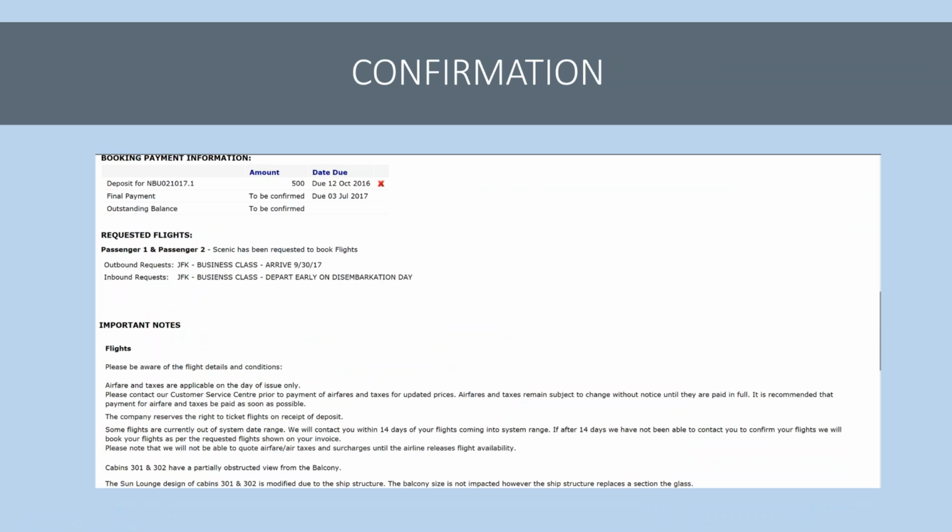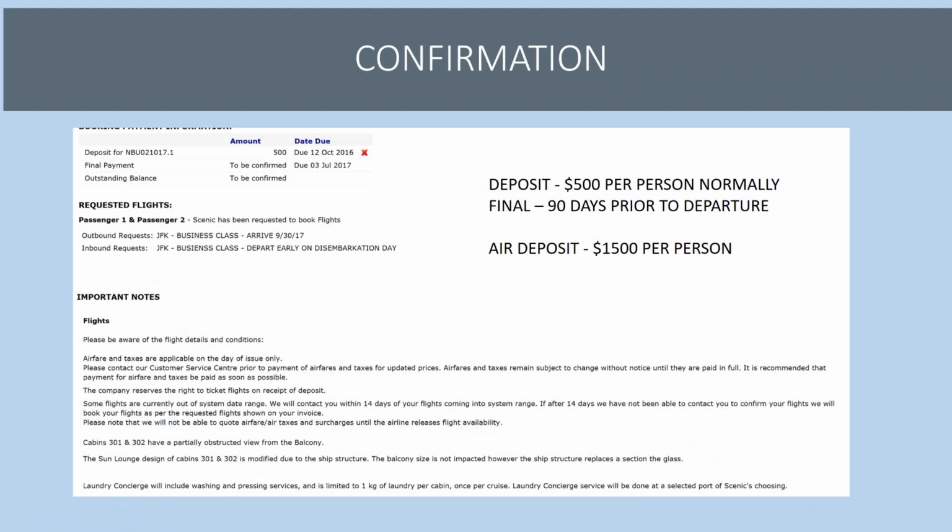And then down further, it gives them a lot of additional information. And this is the confirmation. So the confirmation is going to be sent to the client, and they're going to have 2 days. If it's a booking confirmation, not a quote, they're going to have 2 days to make their $500 per person deposit. Now, right now, we're running a $250 per person deposit till the end of October, so they don't have to pay quite as much up front.